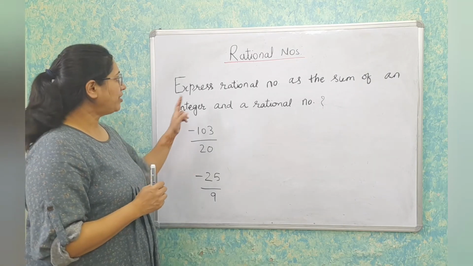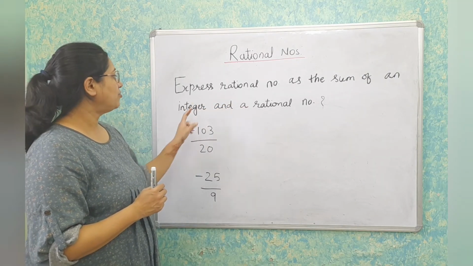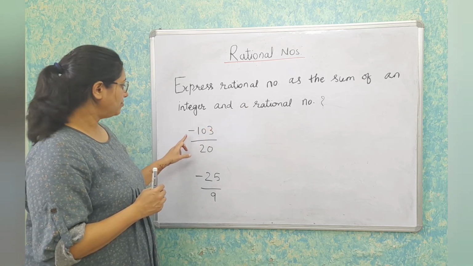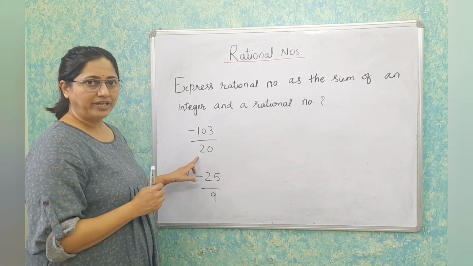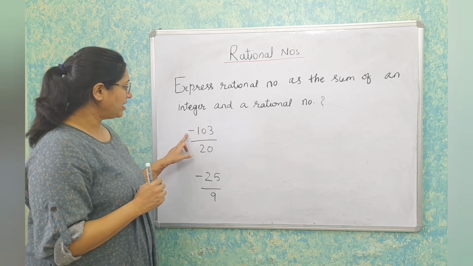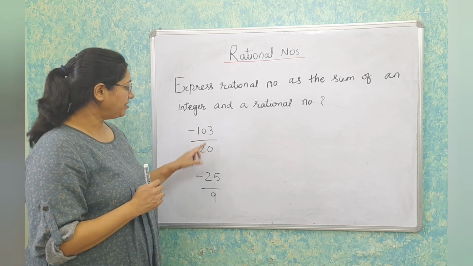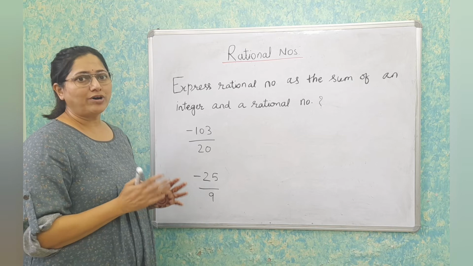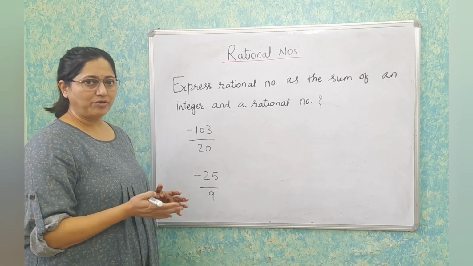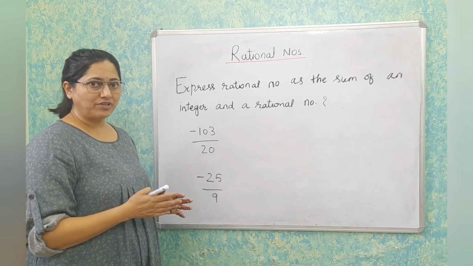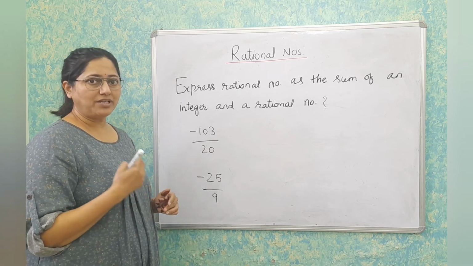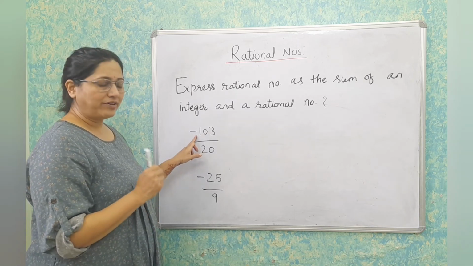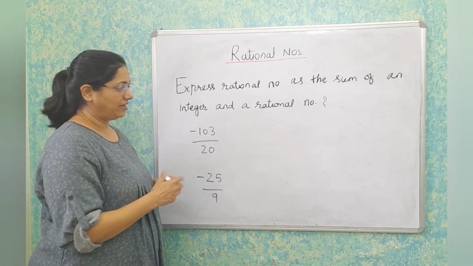In this segment, we have to express rational numbers as the sum of an integer and a rational number. See, this is the first question. Minus 103 upon 20. If I remove this negative sign, this number would be 103 upon 20, which is an improper fraction. And I hope you know how to change an improper fraction into a proper fraction. If you have not seen my previous video on fractions, just go to my playlist and check that video first. I will simply explain it to you. First we have to divide 103 by 20.